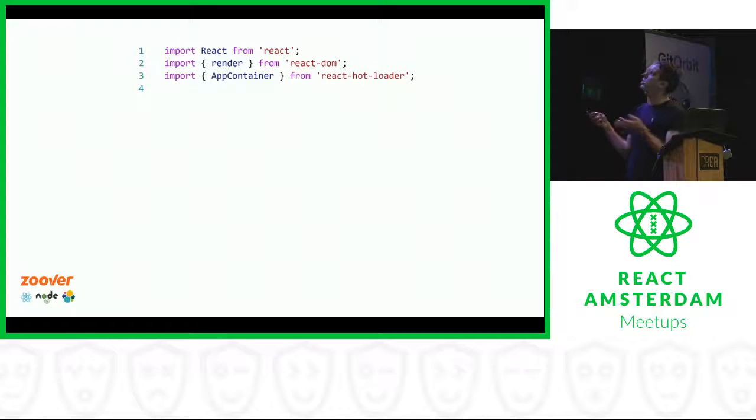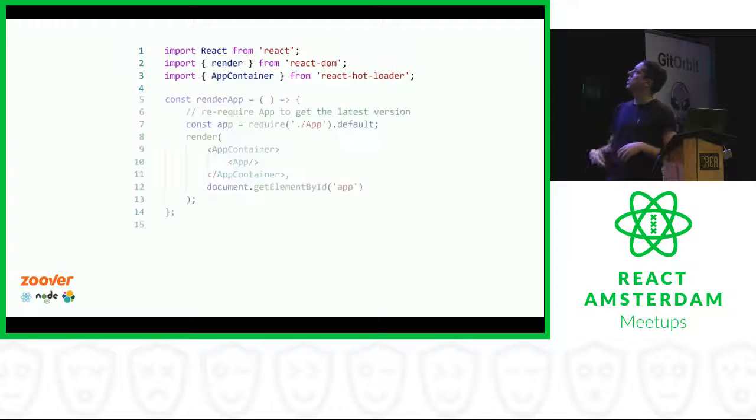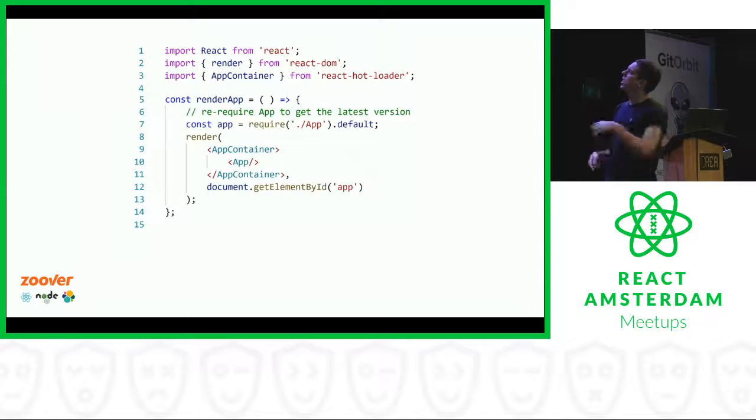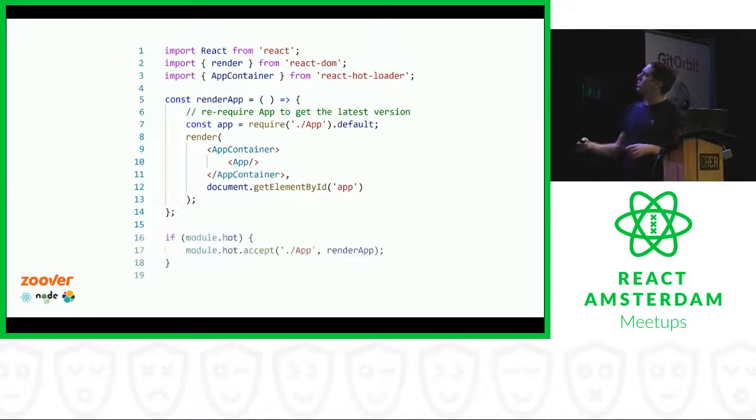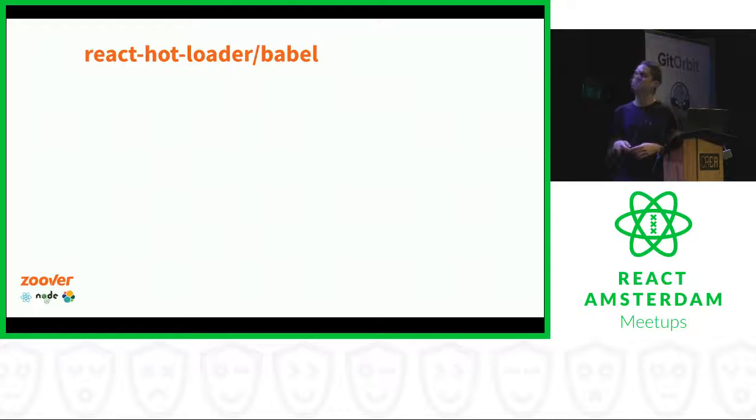So this is how a basic React Hot Loader setup looks. Obviously we have the basic React tools to render the application, and then we import the app container, and we create a render function to render the actual application. As you can see on line 7, we actually require the module over there, and that's pretty important, and I'll get back to that in a minute. And the last thing that we need to do is accept the hot update for the app component, and then re-render the application when an update comes in.